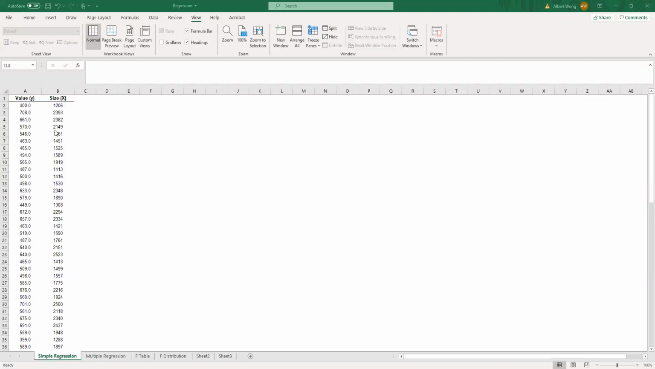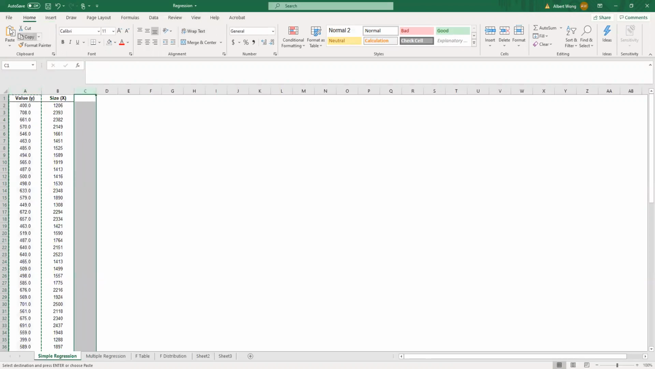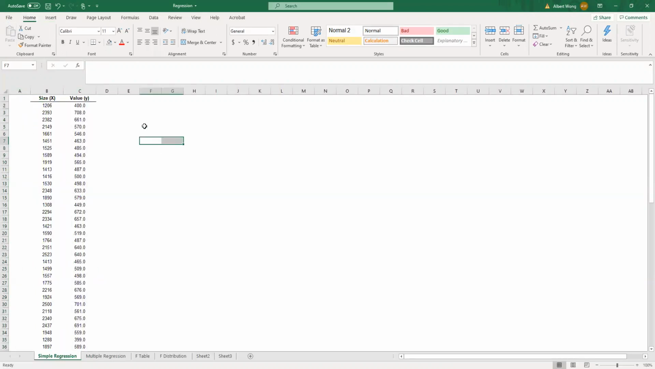So in this example, what we need to do is cut this column and paste it in column C so that X is the first column and Y is the second column. So that's exactly what we're going to do. And now, once we've done that, then we can produce the scatter diagram really easily.